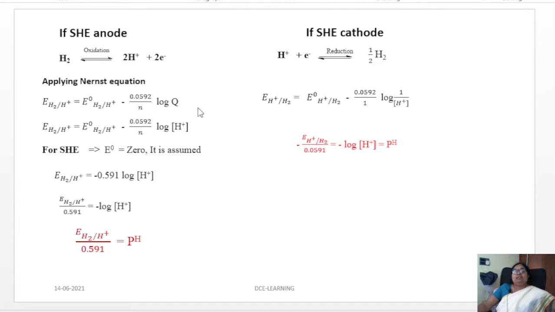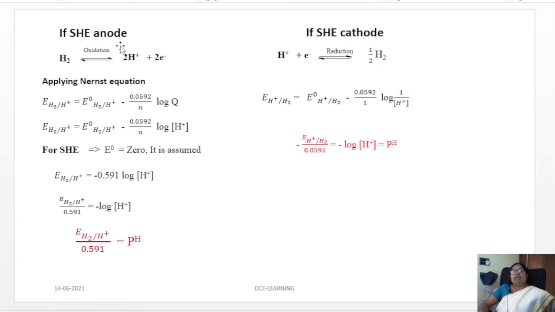The hydrogen electrode may act as an anode or a cathode, so there are two conventions here. First, the SHE acts as an anode, and then we measure the EMF of the cell. If the SHE acts as an anode, or we keep the SHE as the reference electrode on the left hand side, then the SHE undergoes oxidation, and therefore it releases two electrons.